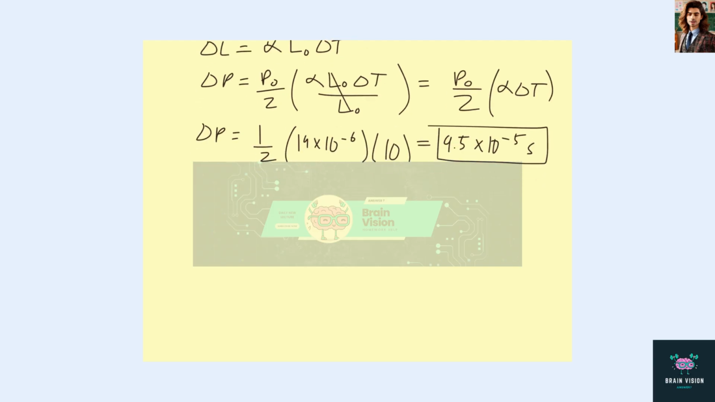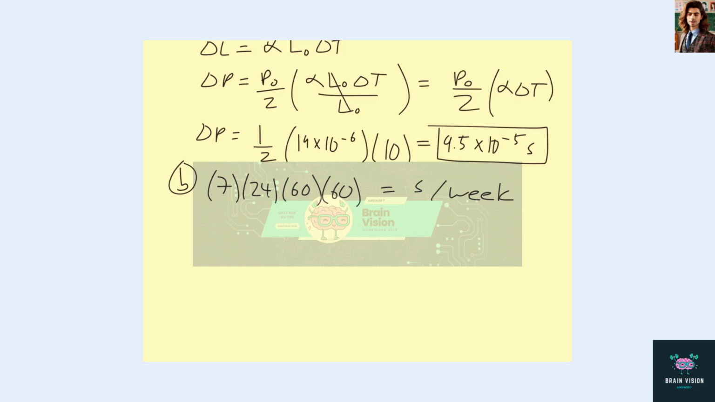Now that was just the first part. Next part, not sure if I labeled part A above, but anyway, part B: how much time is lost in a week? Well, how many seconds are in a week? So we know there are 7 days in a week. Each day has 24 hours. Each hour has 60 minutes, and each minute has 60 seconds. So that's our total seconds in a week. I'm just going to say seconds per week.